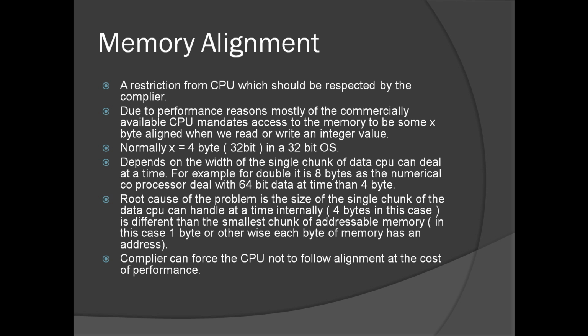In this case it's 4 bytes, which is different from the smallest chunk of addressable memory. In our case each byte is addressable, each byte of memory has an address, but the CPU handles everything in 32-bit. That's where the problem comes from. The compiler can force the CPU not to follow the alignment, or the compiler can give the CPU instructions which are not aligned, but it is at the cost of performance.